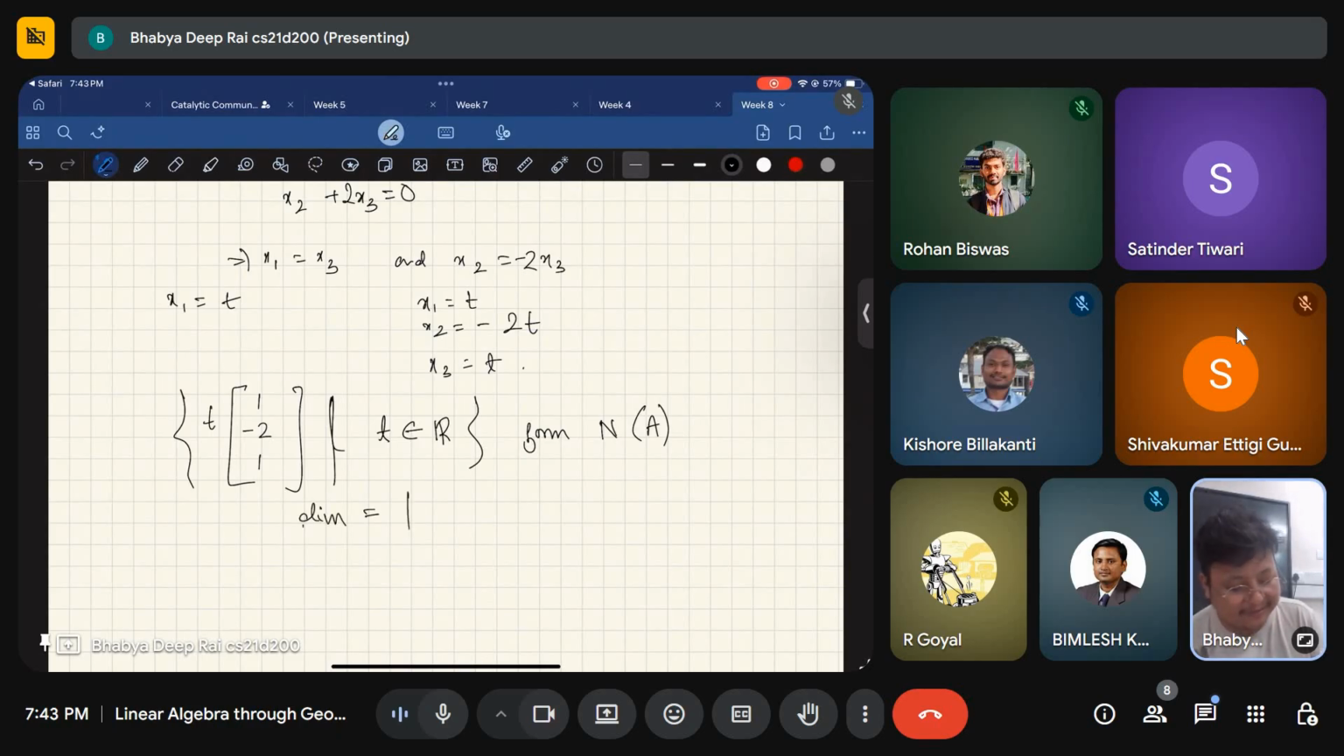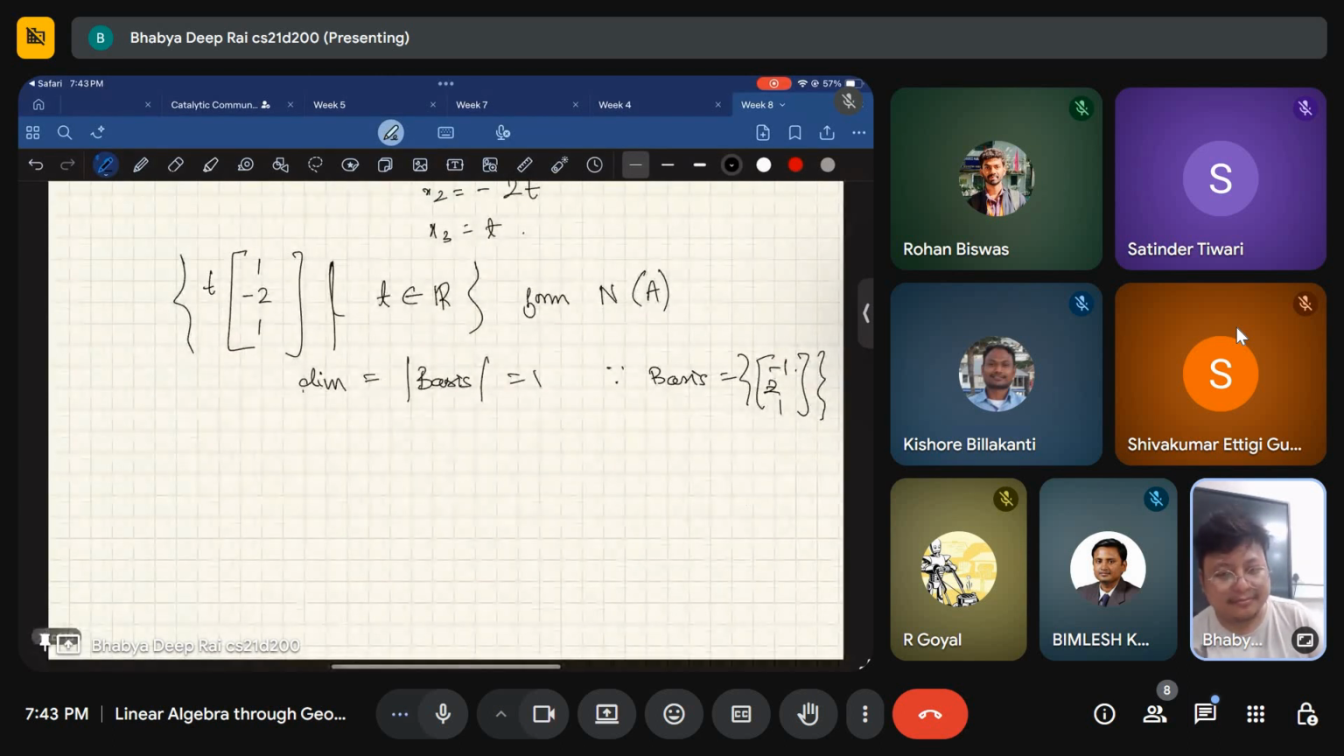Dimension is equal to the size of the basis, right? Dimension is the size of the basis. One dimension, exactly, because the basis is just minus 1, 2, 1. The size of the basis is 1. Okay? So the dimension is 1.